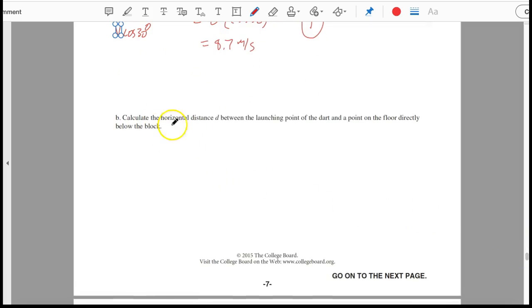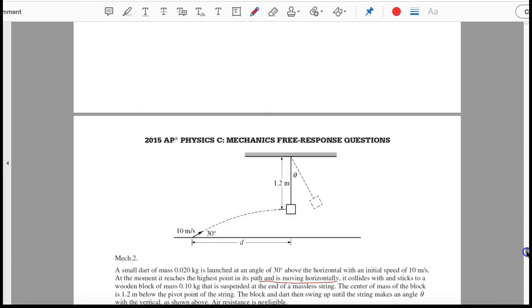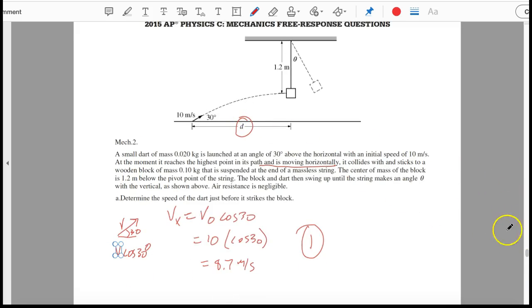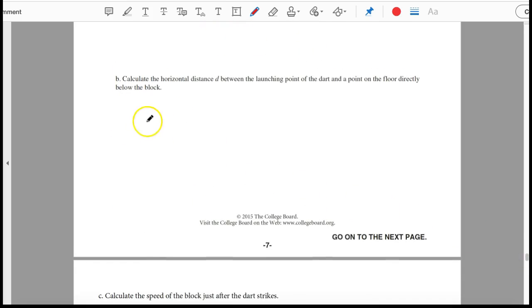So for the next thing, they want us to calculate the horizontal distance between the launching point of the dart and a point on the floor directly below the block. So that is this distance d right here. So let's go through and do that. We know that the final velocity in the y direction is equal to the original velocity in the y direction plus acceleration in the y times time. And the reason we're doing this is we have to find the time in order to help us find the distance. So we know the final velocity at the top in the y direction is 0.